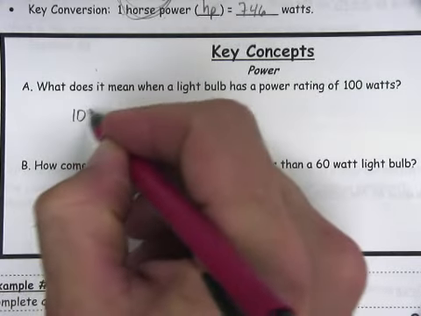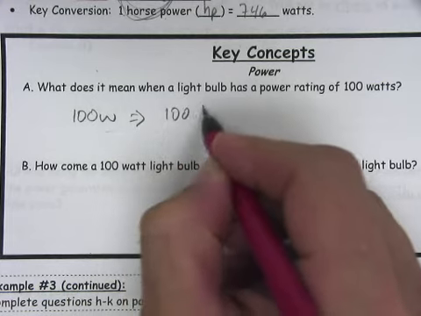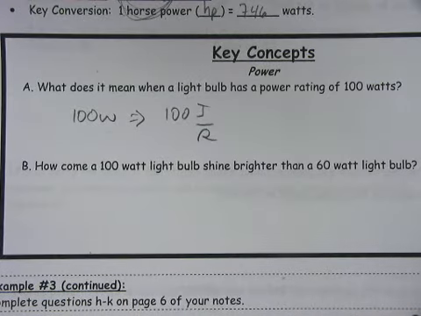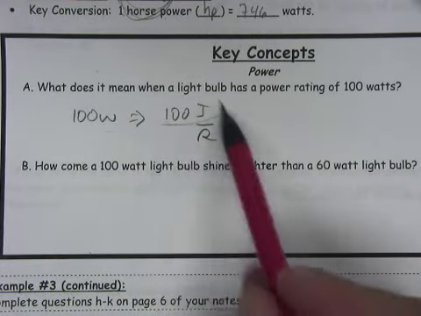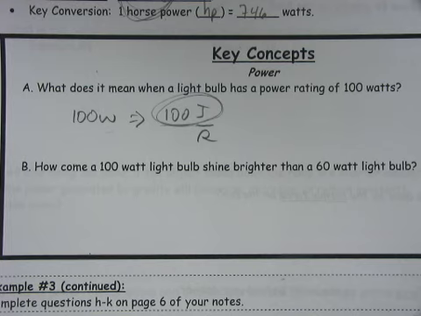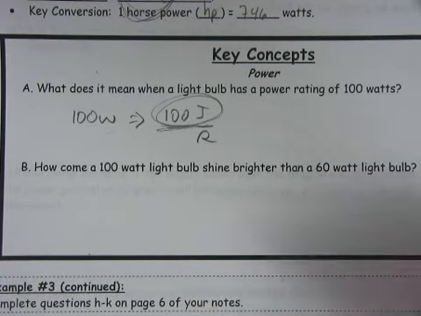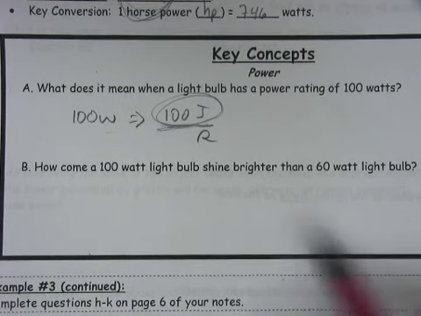Well, it means this. 100 watts, but we know a watt is the same thing as a joule per second. So that means it's giving off 100 joules of energy per second. So hopefully 100 joules of light per second. We now know that it's not necessarily going to be 100 joules a second. Sometimes it's going to be giving off a little bit of thermal energy, but basically it's doing 100 joules of work every second, or it's giving off 100 joules of energy every second.